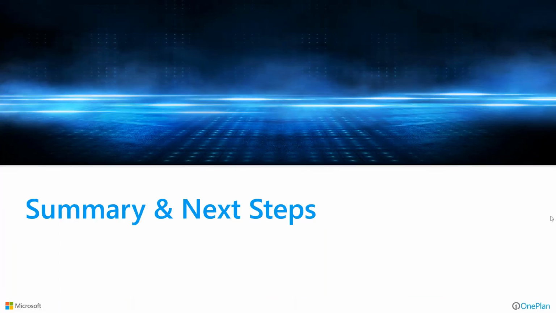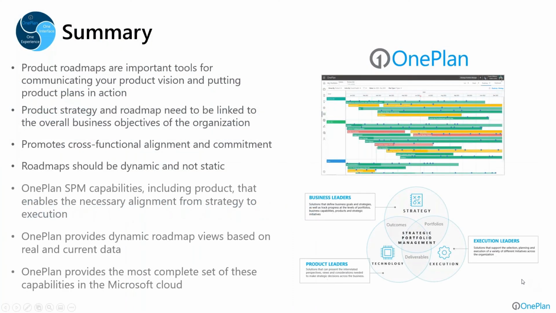Back to you, Jim. All right, well, let's summarize and talk about some potential next steps. So in the concepts that we talked about, product roadmaps are important tools for communicating your product vision and putting your product plans into action. Product strategy and roadmap need to be linked to the overall business objectives of the organization to make them relevant and making sure we're cohesively in sync.